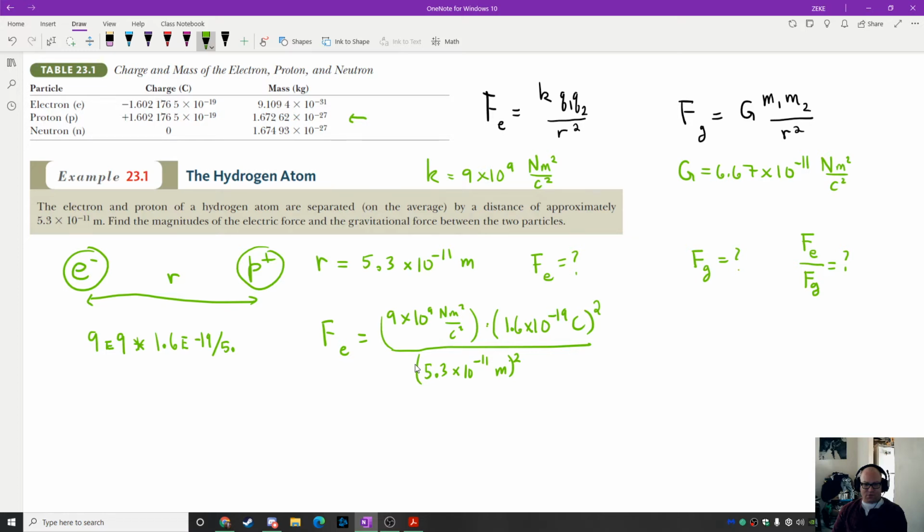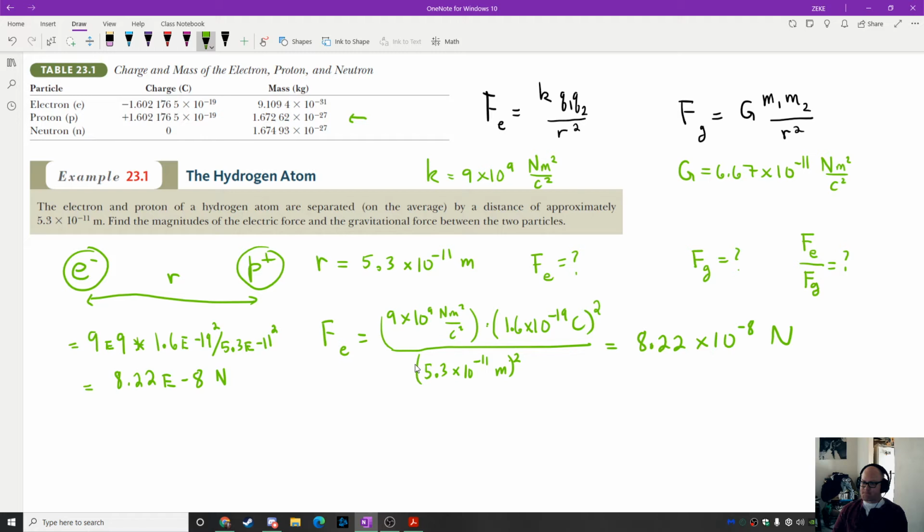Okay, and if you plug all that in and see what you get, you're going to get about something like 8.22 times 10 to the negative 8. And the unit, of course, is newtons. Okay, or written in scientific notation, 8.22, well, these are both scientific notation, right? But negative 8 newtons. Okay.